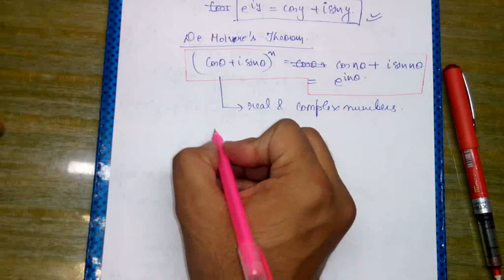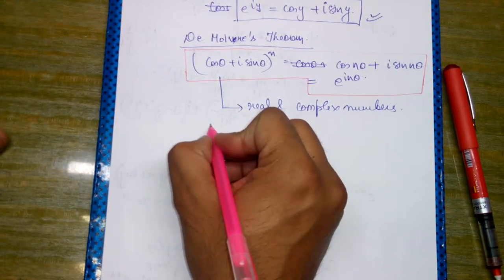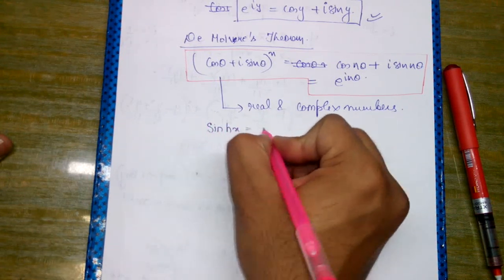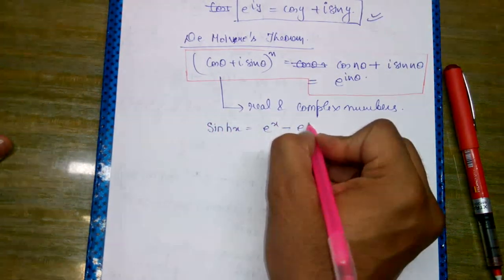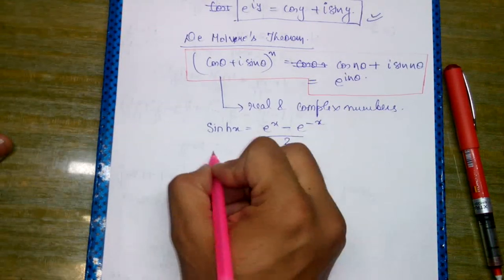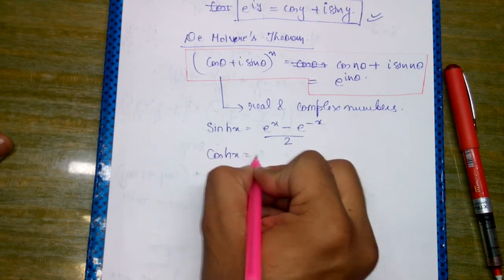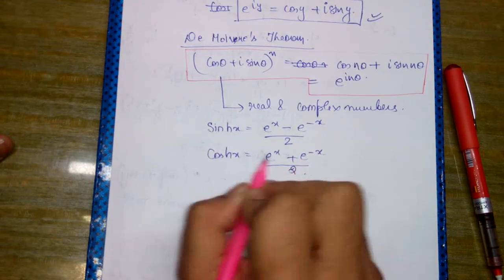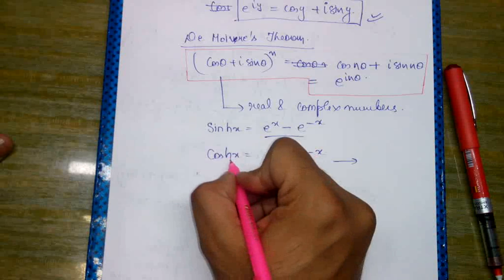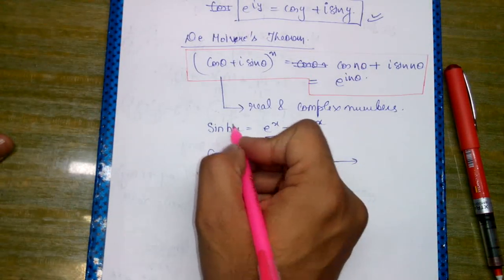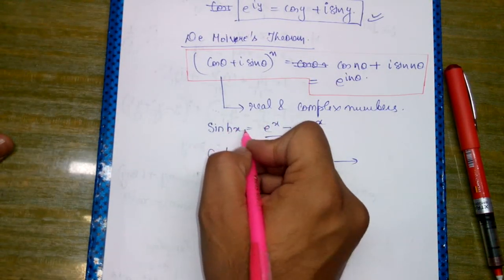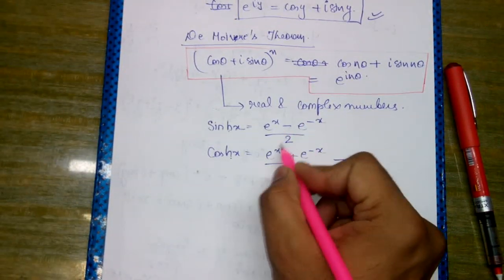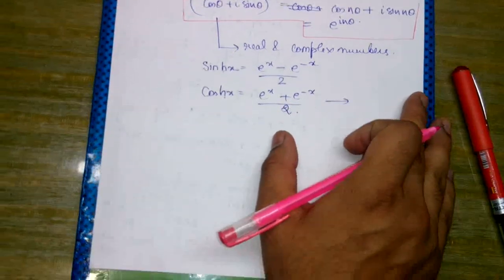Now we will have some hyperbolic functions. The hyperbolic function sinh x is equal to (e to the power x minus e to the power minus x) upon 2, and cosh x is (e to the power x plus e to the power minus x) upon 2. This is called the hyperbolic cosine function, and this is known as the hyperbolic sine function of x. Here we can notice that in the denominator we do not have the term i.